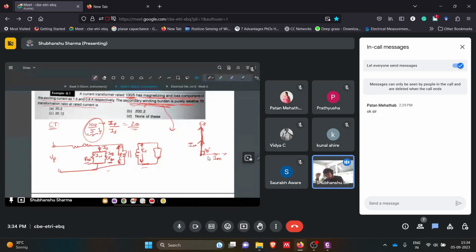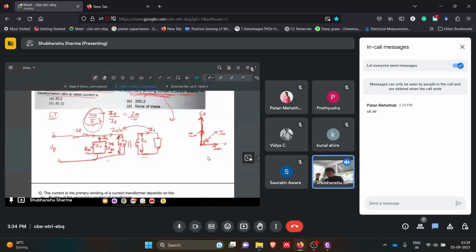What will be I naught? It will basically be the resultant of IM and IW. This will be I naught. Fine. Now this we know is IS by A, that is the transformation ratio. This was IS, so we have reflected this IS here. That is just that thing. And this was our IP, the primary current.